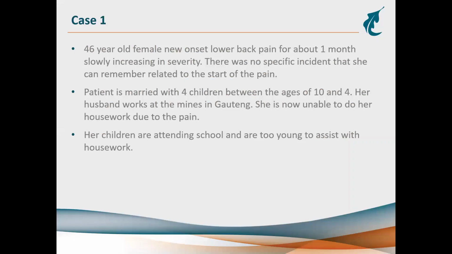So now we're going to look at two different cases and see if you would be able to identify what the next steps of questions would be for this specific patient. So first we have a 46-year-old female, a new onset lower back pain for about a month, and it's slowly increasing in severity. There was no specific incident that she can remember related to the start of the pain.